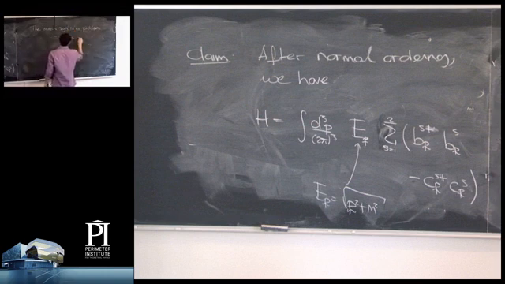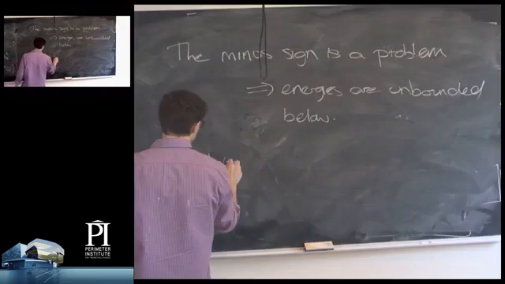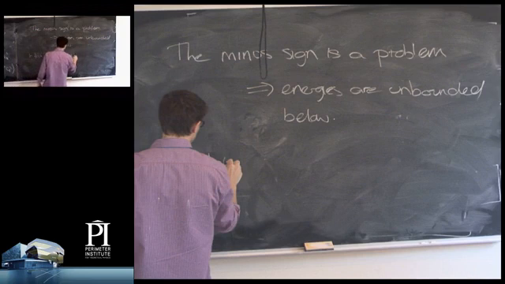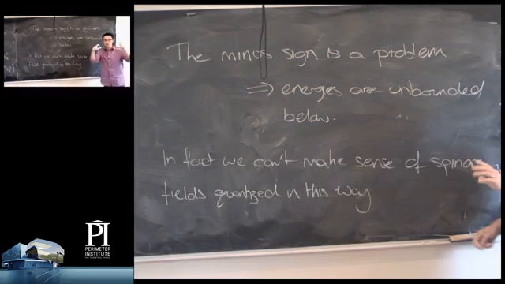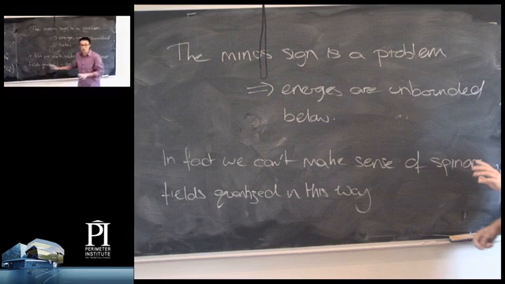So the energies are unbounded below. So in fact, there's no way to make sense of spinor fields quantized in this way. If you start with those initial commutation relations between psi and psi dagger, you'll always screw up. You'll never get a sense of it.